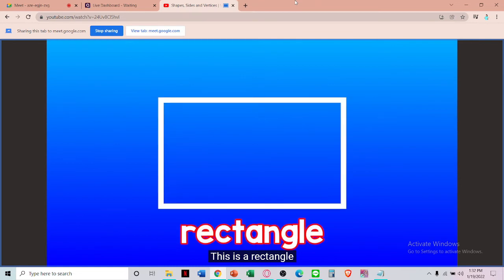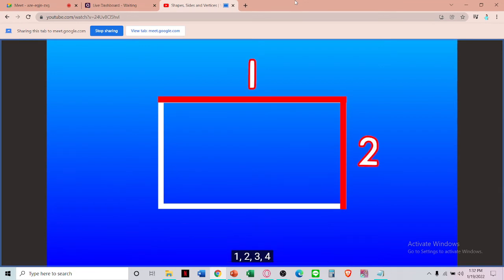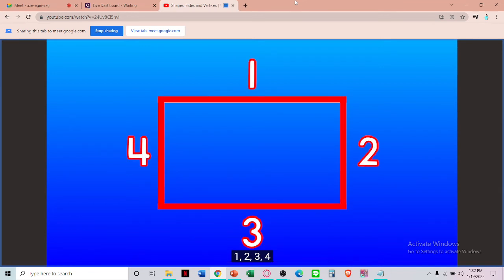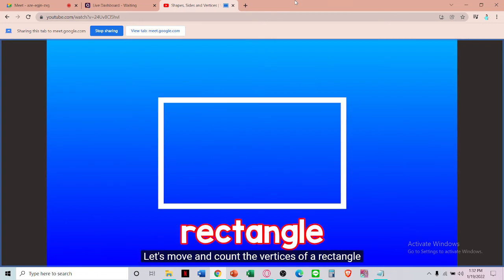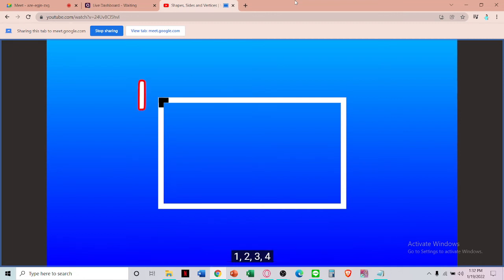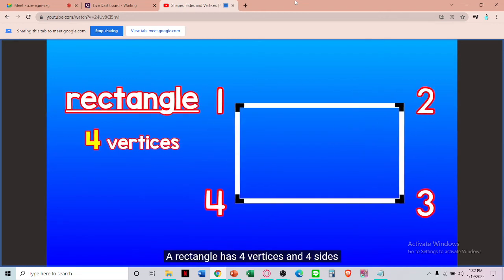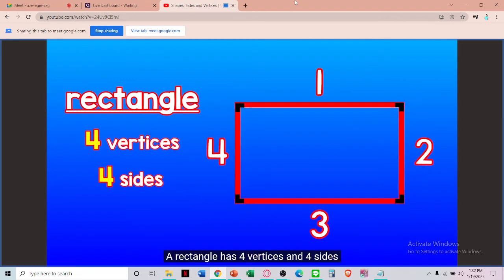This is a rectangle. Let's move and count the sides of a rectangle. 1, 2, 3, 4. A rectangle has 4 sides. Let's move and count the vertices of a rectangle. 1, 2, 3, 4. A rectangle has 4 vertices and 4 sides.